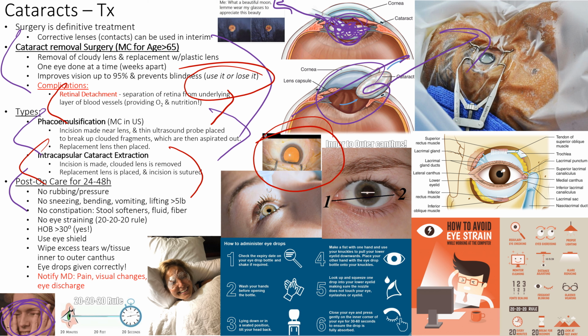All right, so post-op care is no rubbing. Don't rub your eyes, and don't put much pressure on them. We have these little special goggles that we can wear to protect your eyes against injury after surgery. No sneezing, no bending, no vomiting, no lifting greater than 5 pounds. We're not putting any strain on our orbits or our eyes, any kind of increased pressure on our eyes, because if you lean over, you can feel the pressure in not only your head, but also in your eyeballs.